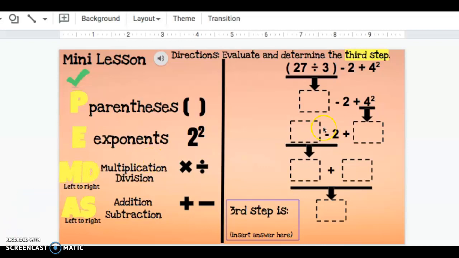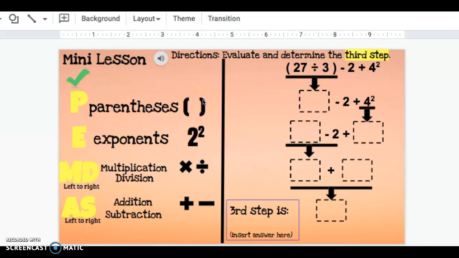So looking at our lesson today, you have an example and you still have PEMDAS going down the side. Now I have placed the lines, the boxes, like I've done in the past, because this is a new step that's been placed into our problem. So we have to evaluate and then determine our third step. Our problem is 27 divided by 3 in the parentheses, minus 2, plus 4 squared. We start off by doing 27 divided by 3 because that's inside our parentheses.